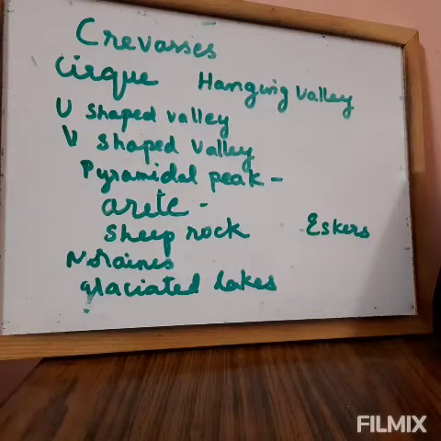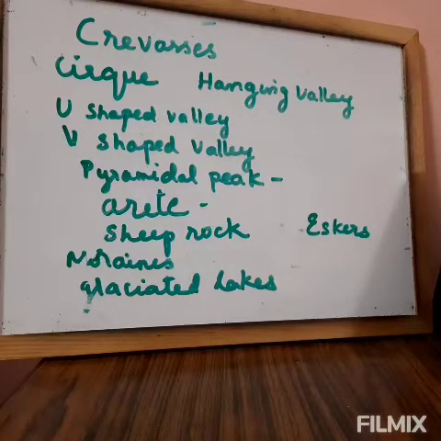On the board you can see crevasses, that is, cracks developed by the glacier as it flows on the slopes of the mountain. Glacier, the fastest agent of erosion. So the cracks developed by the flowing glacier along the mountain slope are called crevasses.